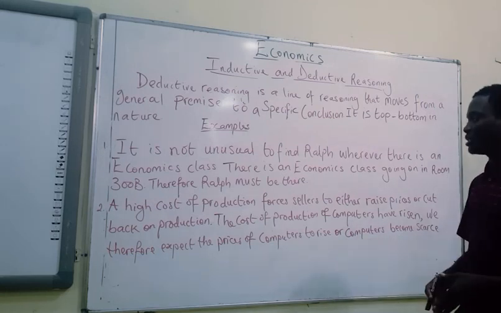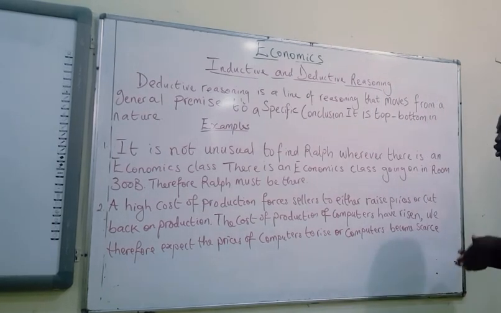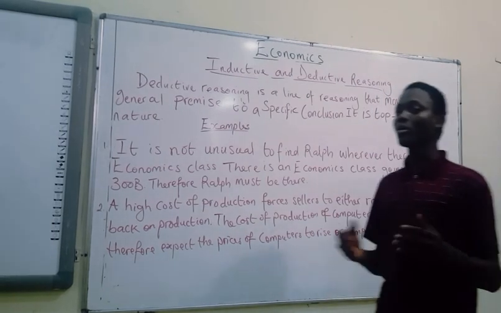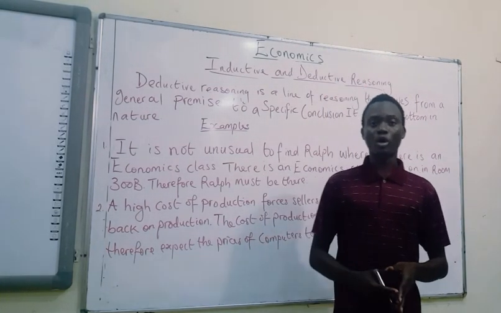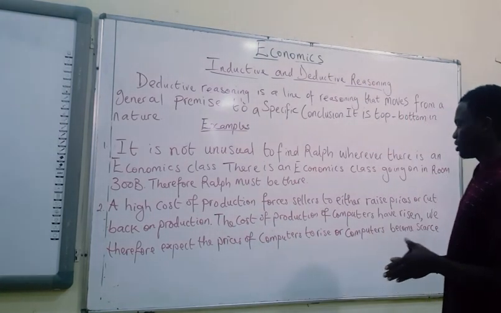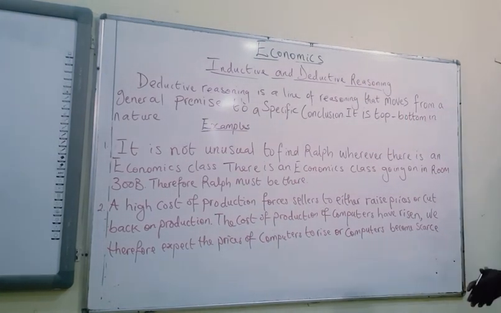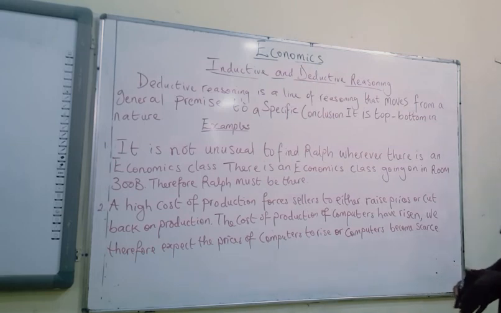Then the other one is: a high cost of production forces sellers to either raise prices or cut back on production. So this is also general. We are coming from the general perspective. It must have happened over time for us to be able to say that. Then let us now see what's going to happen next. The cost of production of computers has risen. We therefore expect the price of computers to rise or computers to become scarce.